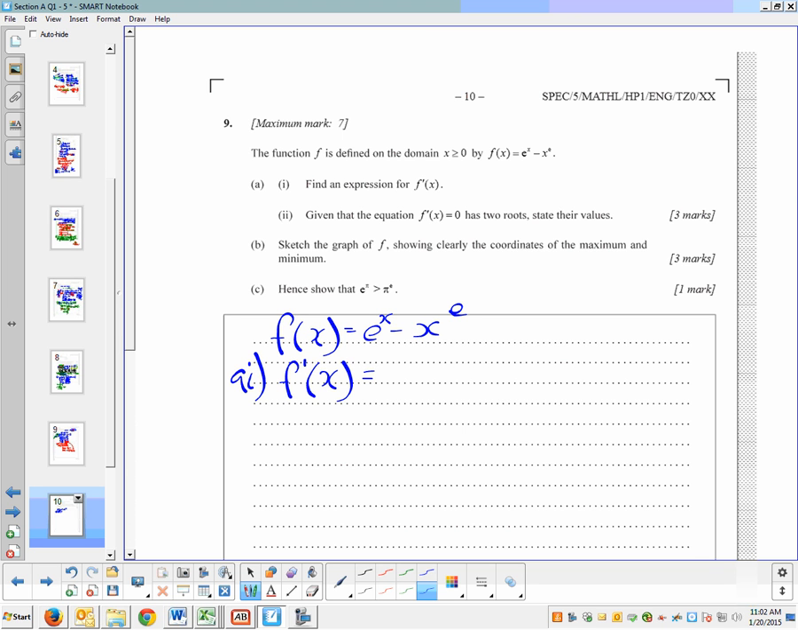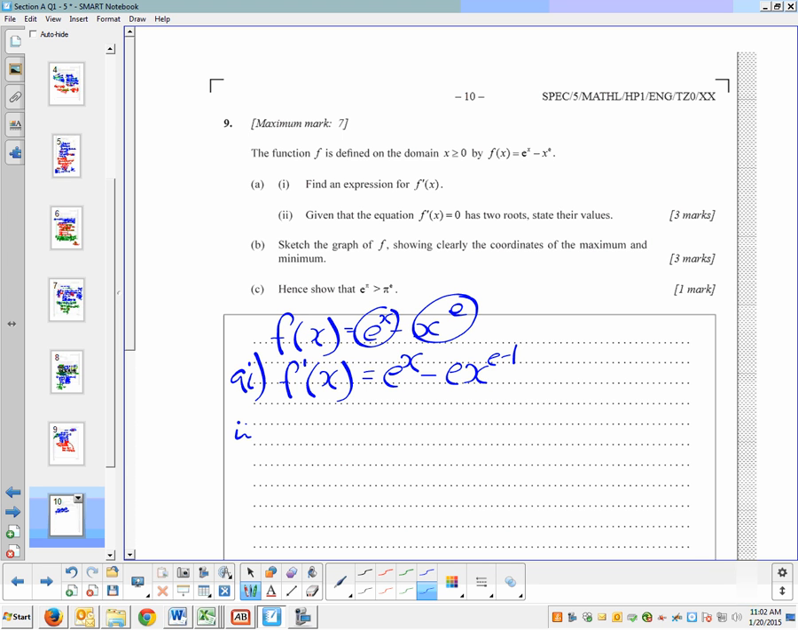Well, that's nice and easy because e to the x differentiates to itself, and x to the power of anything follows the same rule. e times x, and the power goes down by 1. So that's f dashed of x.